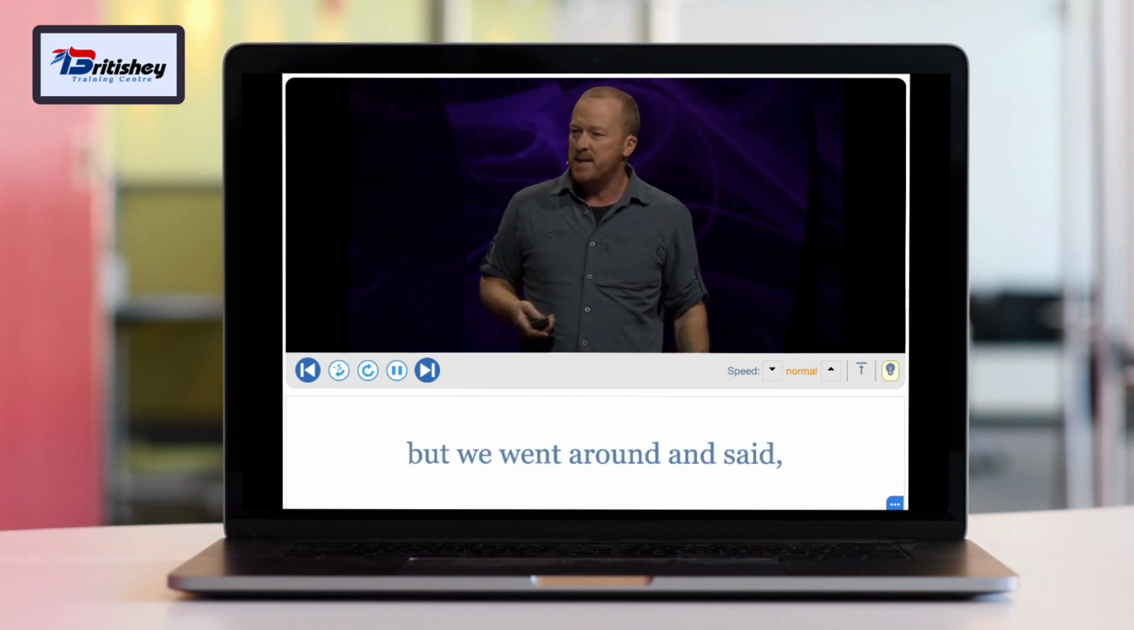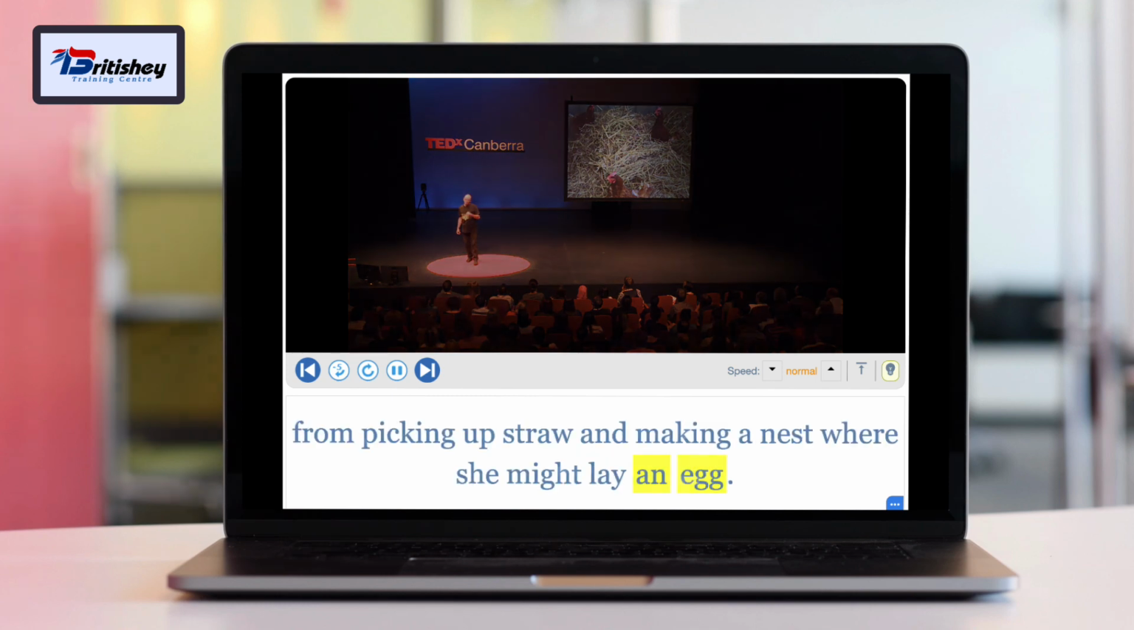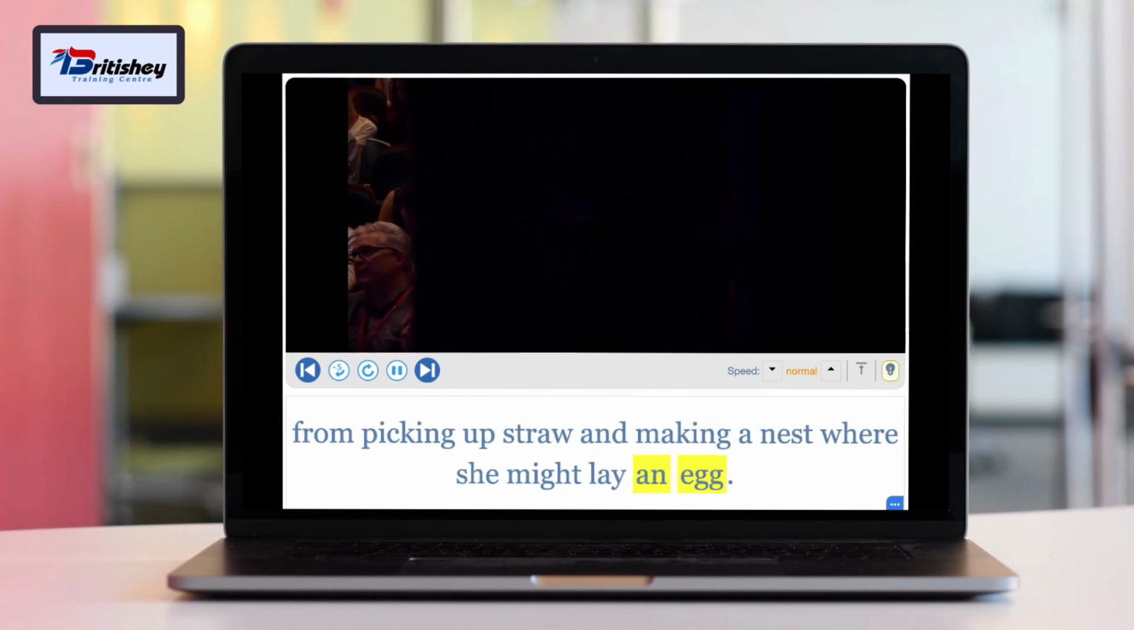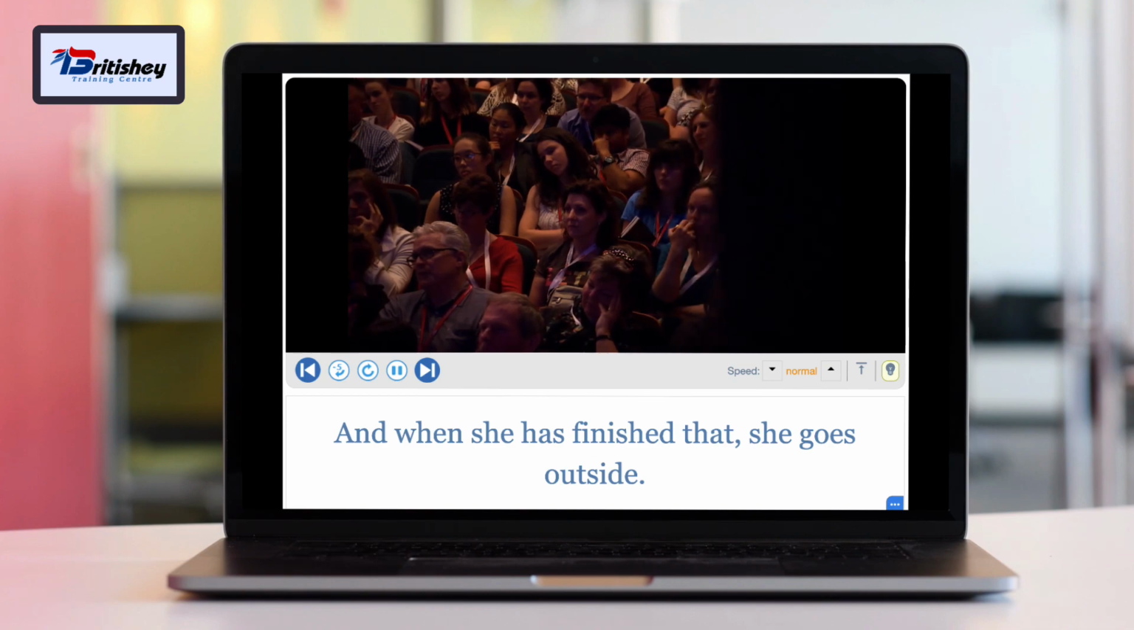But we went around and said, hey, we're doing this awareness raising event. But that doesn't stop her from picking up straw and making a nest where she might lay an egg. And when she's finished that, she goes outside.